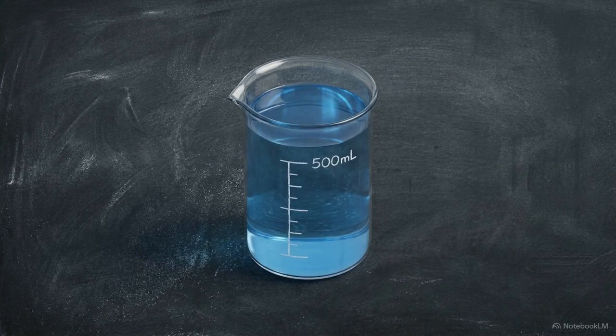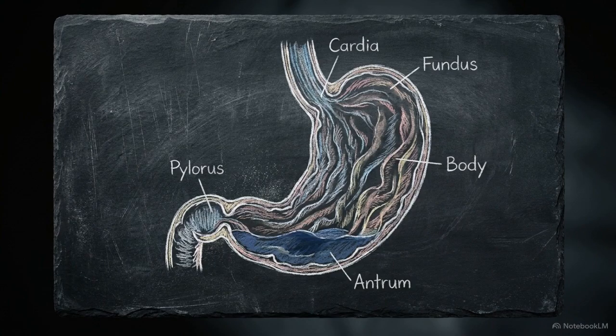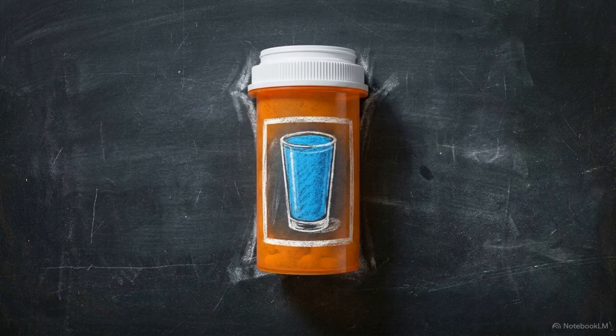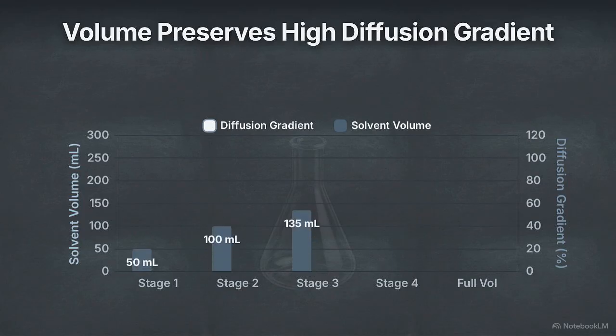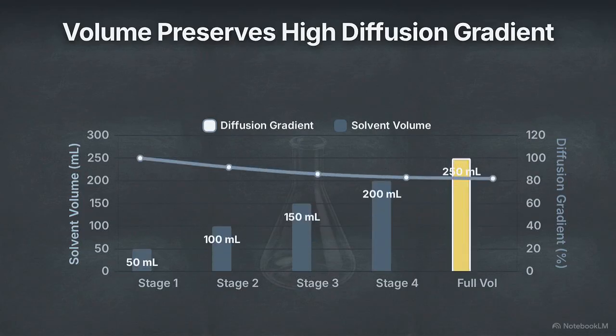We also need to control the bulk volume, C. In a beaker, this is easy. In a patient's stomach, volume is highly variable. This is the precise mechanical reason why heavily concentrated or poorly soluble drugs carry the instruction to take with a full glass of water. It artificially inflates the solvent volume to maintain the diffusion gradient.